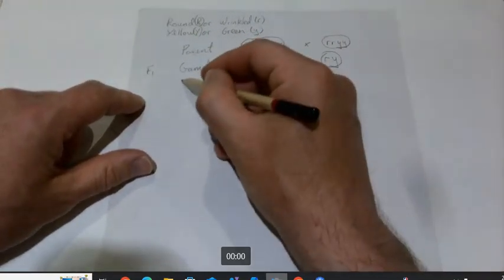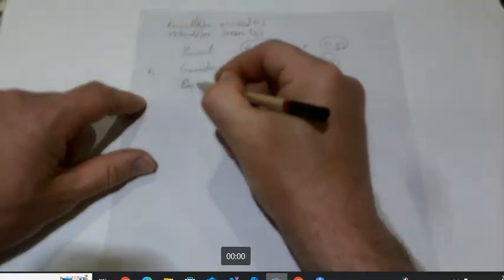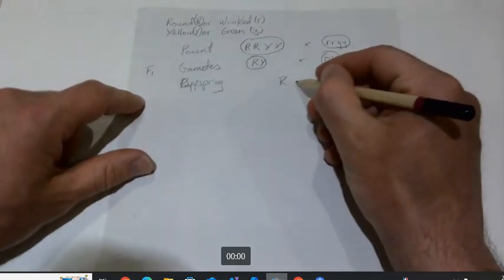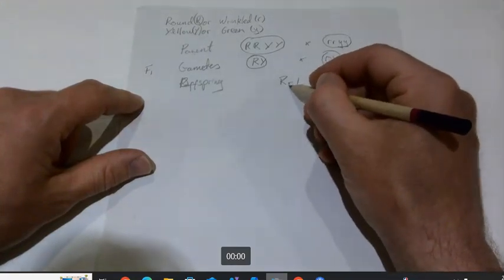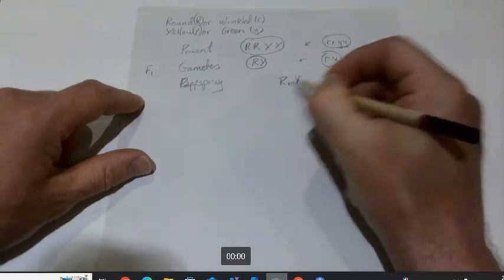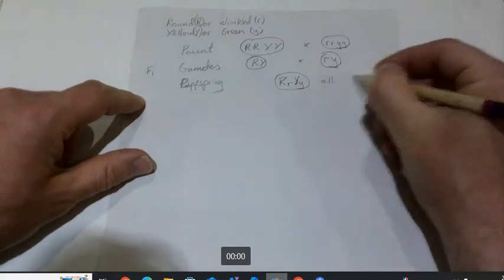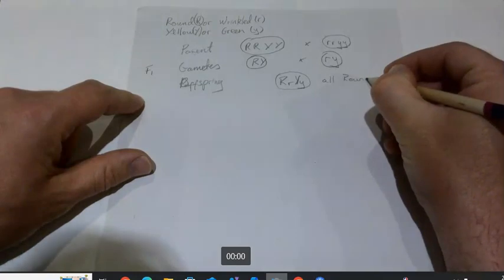So what happens, very straightforward then, during fertilization, when these gametes join, the offspring will be capital R, small r, capital Y, small y. That's the genotype. The phenotype then is all round yellow.